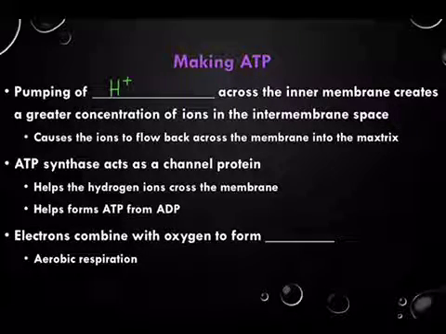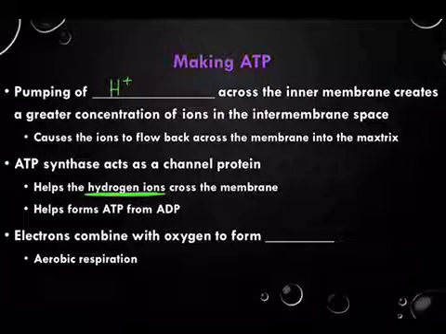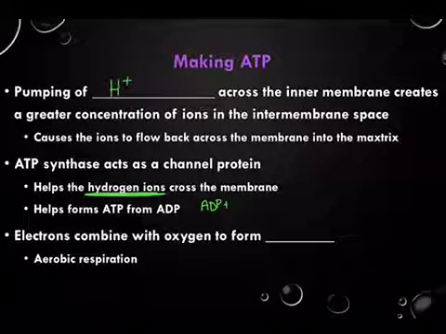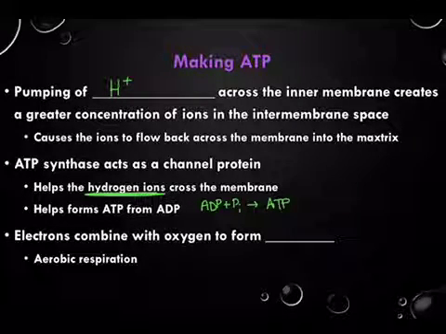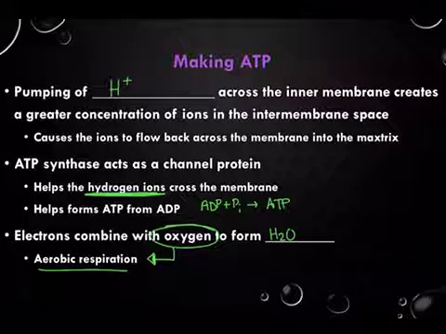So then we have ATP synthase, which we should remember from photosynthesis, acts as a channel protein, and it helps those hydrogen ions cross that membrane, and it forms ATP from ADP. Remember, we take ADP and we add a phosphate group to it to make ATP. And then we have electrons combining with oxygen to form a water molecule. Again, since we deal with oxygen, it makes it aerobic respiration.